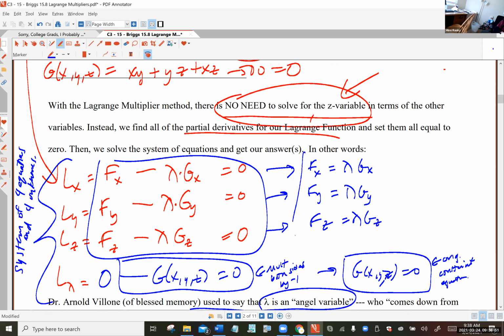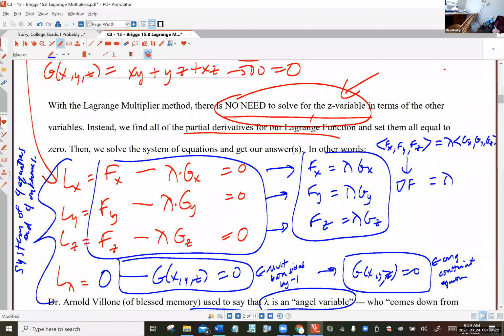What are you saying here? You're basically saying that the vector with components fx, fy, fz will be equal to lambda, the Lagrange multiplier, times the vector with big G's partials. And remember, this vector I just wrote on the left is del f. You're saying the gradient of f will be equal to lambda, that Lagrange multiplier, times the gradient of G. And this is basically the theorem that you'll see in your book.